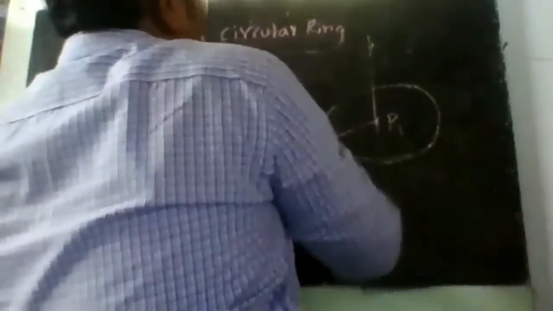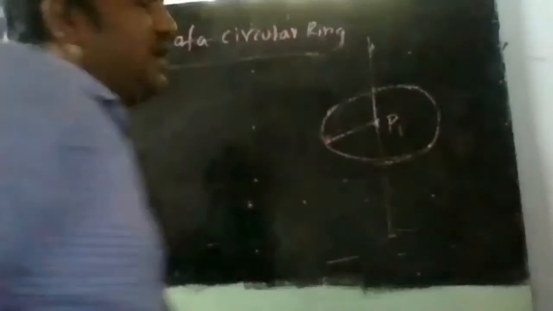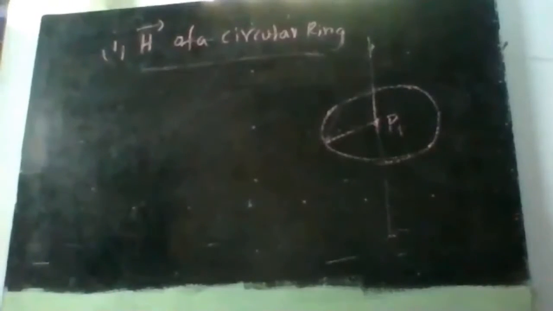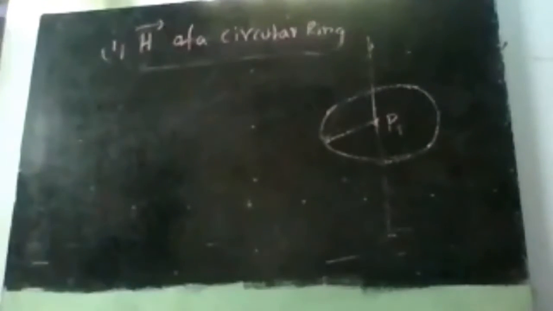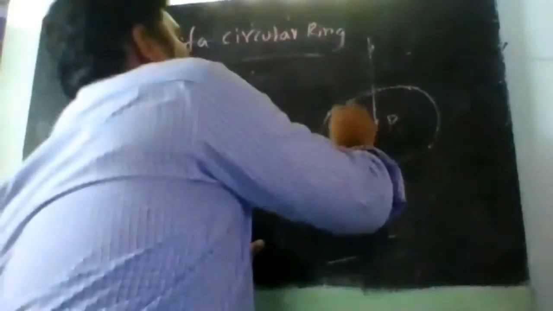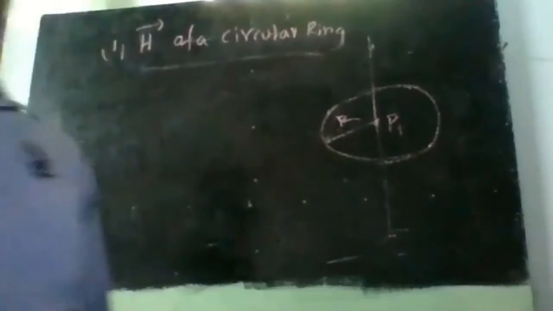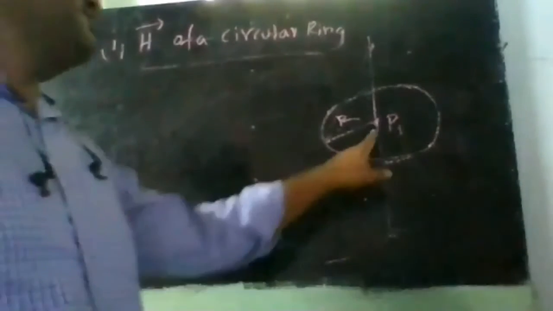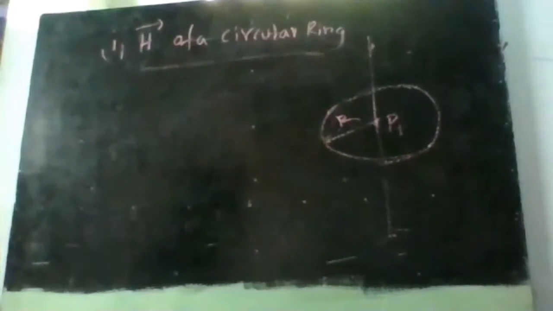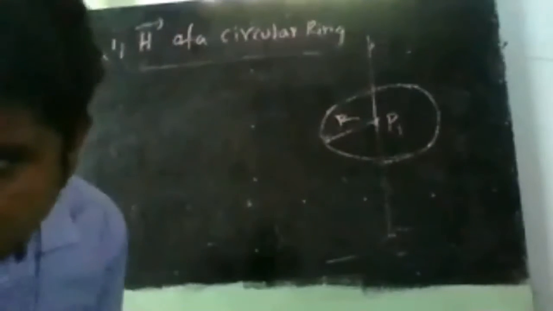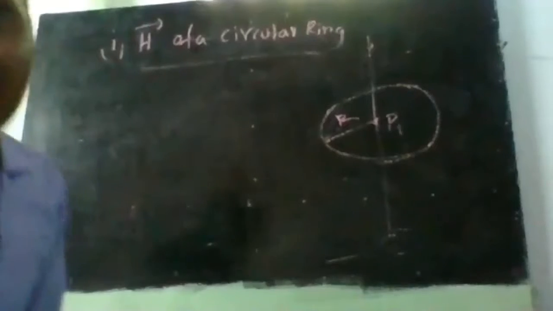What is the H bar at the center of the ring, or at the origin? I have a circular ring, the conductor is a circular ring, and the radius of the ring is r. Now I need to find the H bar at the point P, which is exactly at the center of the ring. Now let us calculate the H bar.